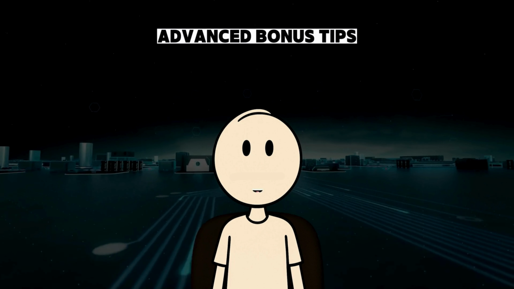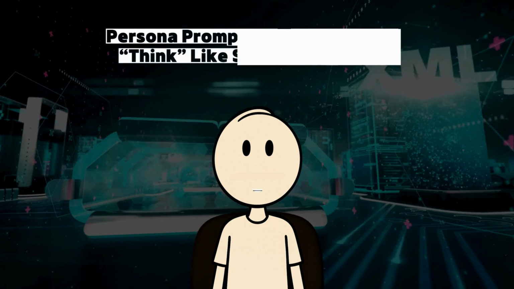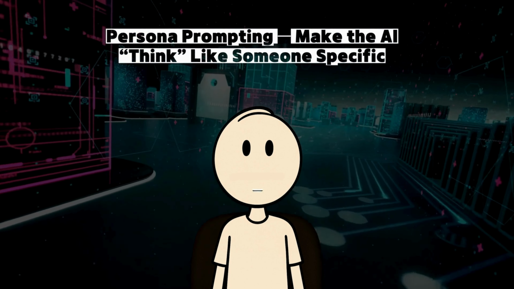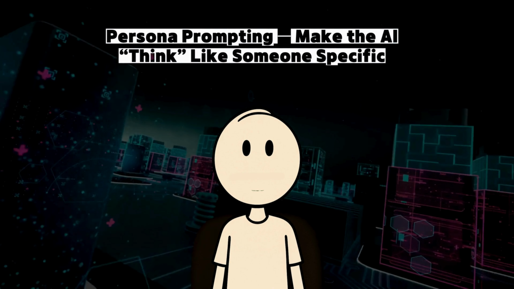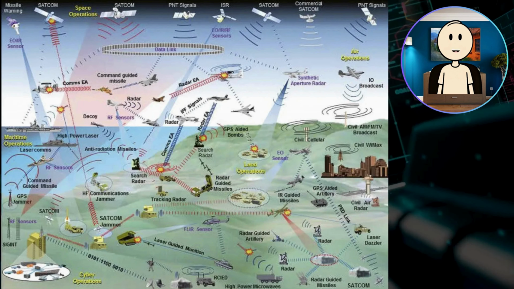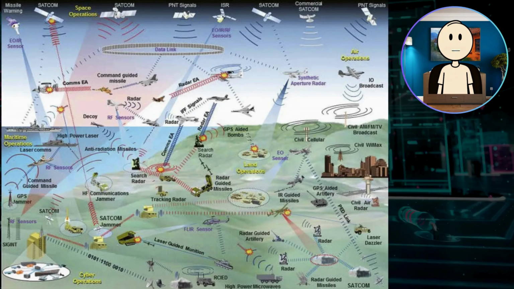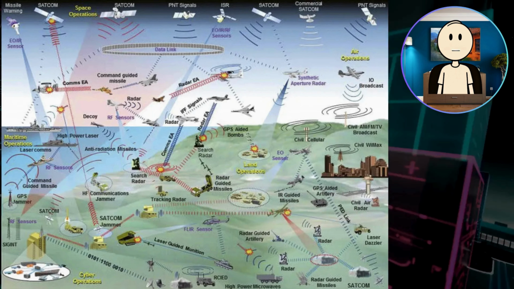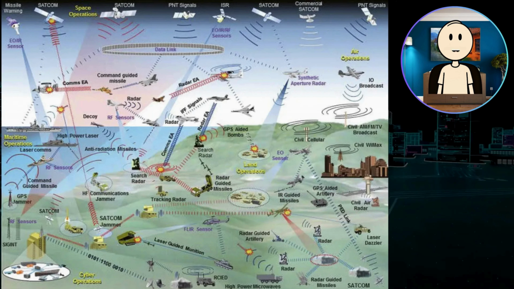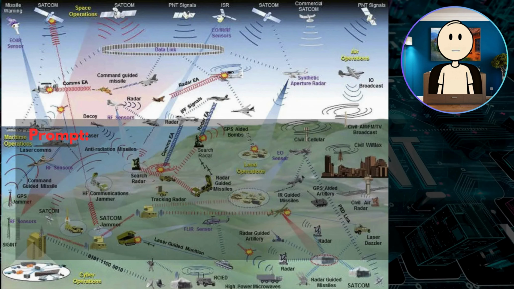All right, if you're still here, here are 2 pro tricks that aren't in any official guide. Number 1, persona prompting. Make the AI think like someone specific. You can actually tell Nano Banana Pro how to think before it creates an image. And here's a perfect example. The military does many things extremely well, but designing infographics is not one of them. You've seen the type. Cluttered layouts, 10 different fonts, 0 spacing, and absolutely no visual hierarchy. It's chaos. But with one good prompt, watch what happens.